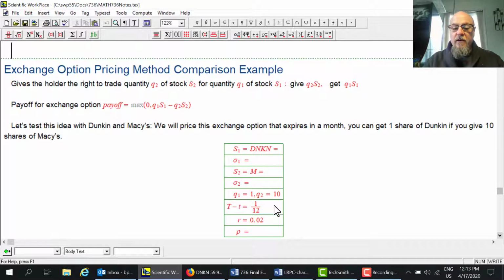We're going to say it expires in a month, so the time left is a 12th of a year. I'm going to put the risk-free rate of return at 0.02. That's actually way too high for what it is in real life now, but that's a more typical rate. Right now, the interest rates are very low. If I was following exactly what was happening now, I'd have to put in a 15th of a percent or something. And we also need to calculate the correlation of these 2 stocks. All right, let's go get our numbers.